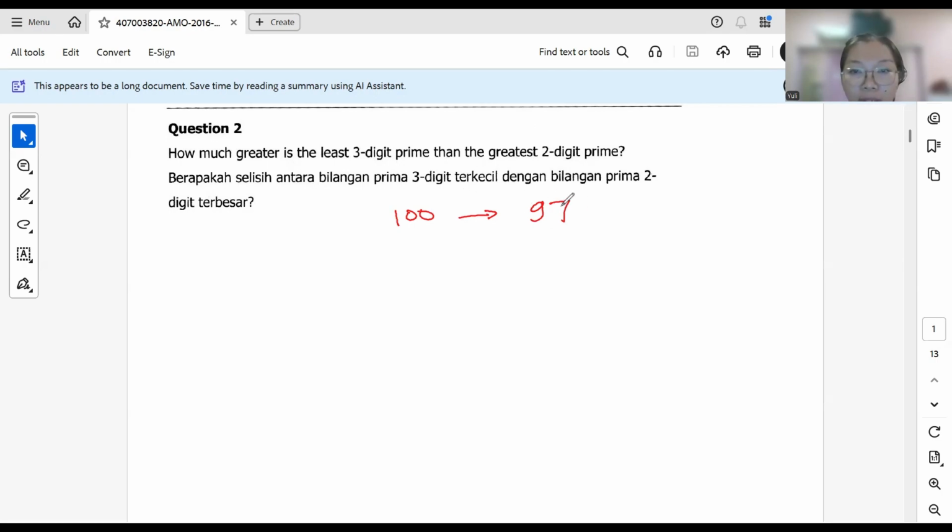So this is going down, we get the greatest 2-digit prime. If we're going up, it's going to be 101. This is the least 3-digit prime. So the difference is 4. That's the answer. So the least 3-digit prime is 101 and the greatest 2-digit prime is 97. The difference is 4.